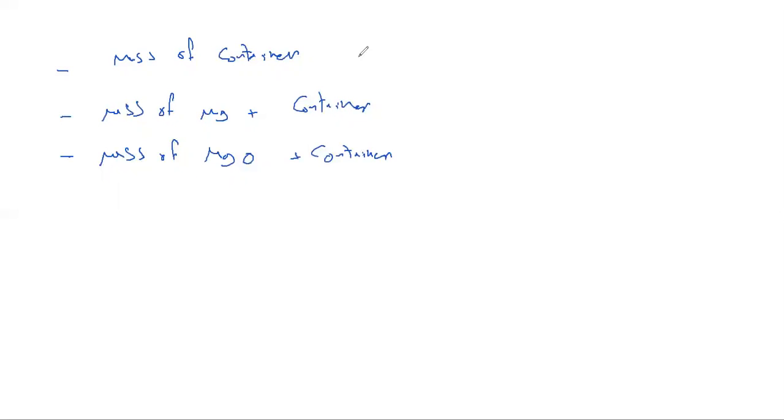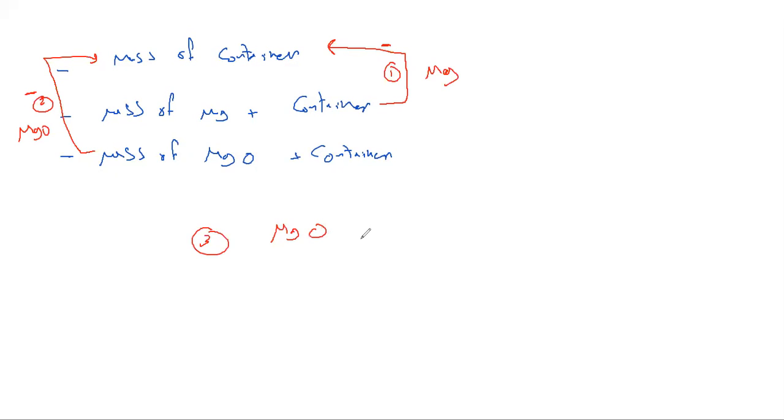At the beginning, mass of magnesium plus container minus mass of container gives magnesium. This is number one. Number two, mass of magnesium oxide plus container minus mass of container gives magnesium oxide. Number three, magnesium oxide minus magnesium gives oxygen. After that, we make the ratio of magnesium and oxygen.